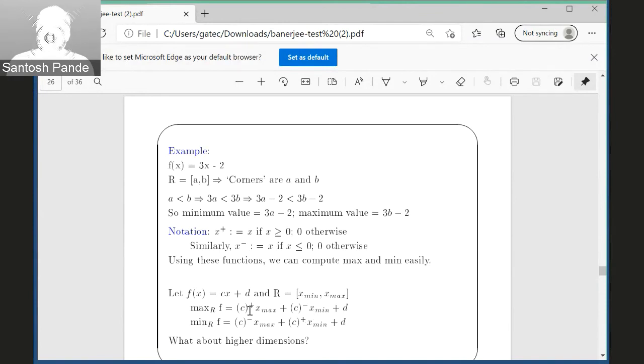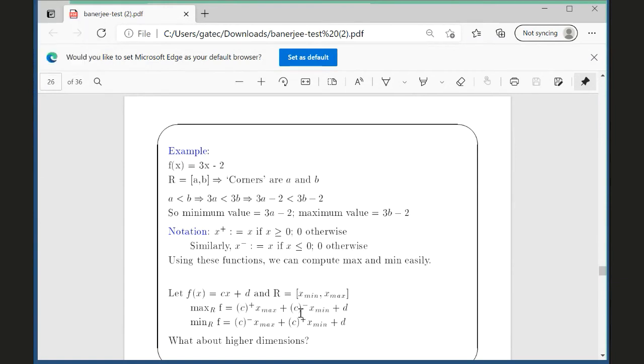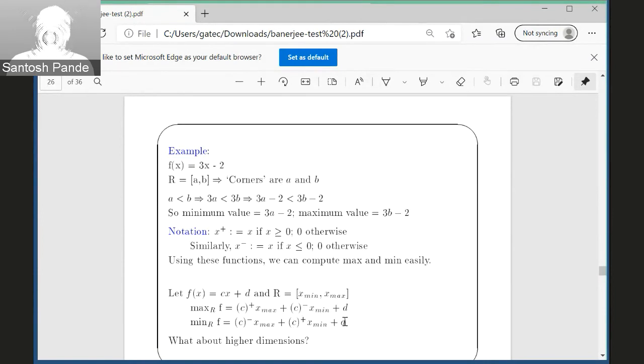So, for example, if it's a positive coefficient, then C plus will be equal to its absolute value, and C minus will be 0. However, if C is a negative coefficient, let's say -5, then C plus will be 0, and C minus will be -5 as the value. And then that will basically choose accordingly the corresponding coefficient. So it's just a notation here. I hope it is clear as per the definitions above.